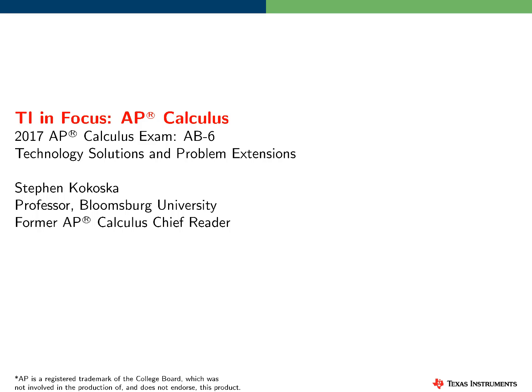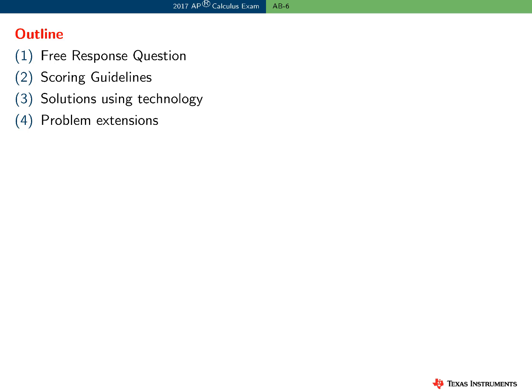Here's an outline of the information presented in this video. We'll start by reviewing the free response question, and then the scoring guidelines used at the AP Calculus reading. And we'll focus on the solutions presented in these guidelines, not how the points were awarded. Now, even though this question was not calculator active, we'll consider some solutions using technology.